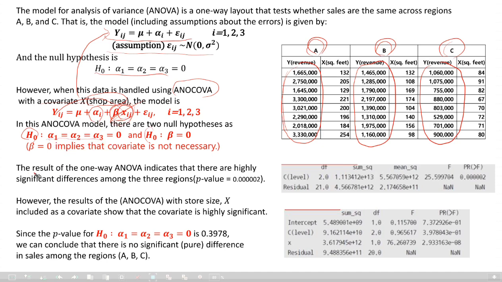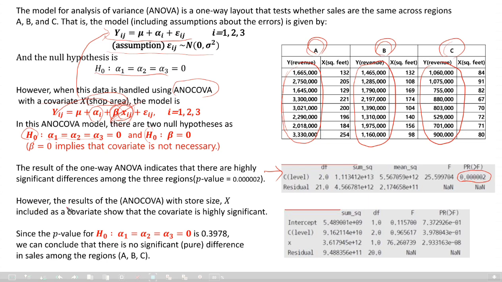You understand that? The result of the one-way ANOVA indicates that there are highly significant differences among the three regions. This is the one-way ANOVA result. You only use Y values for the one-way ANOVA model, and the p-value is 5 zeros, 2. A very small p-value. So you reject H0 strongly.